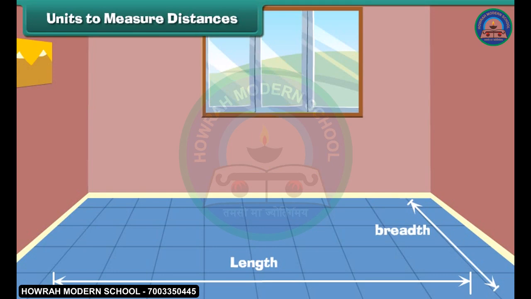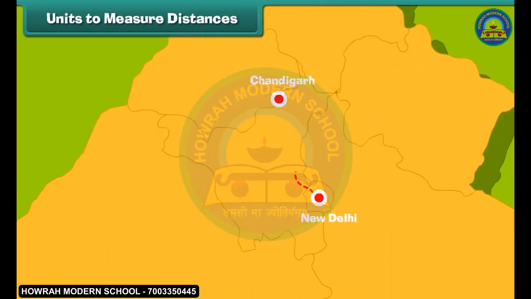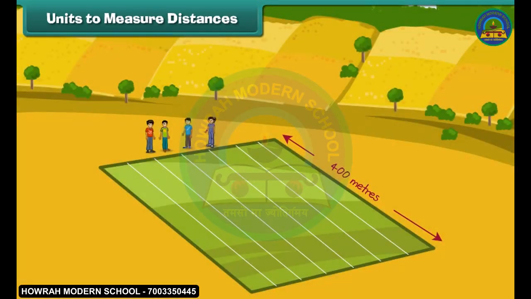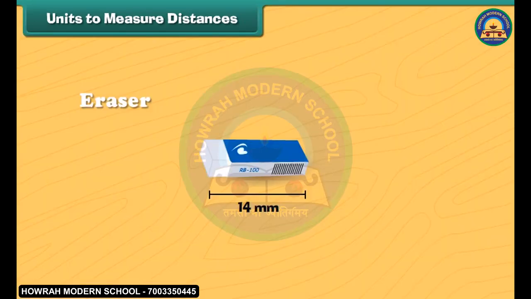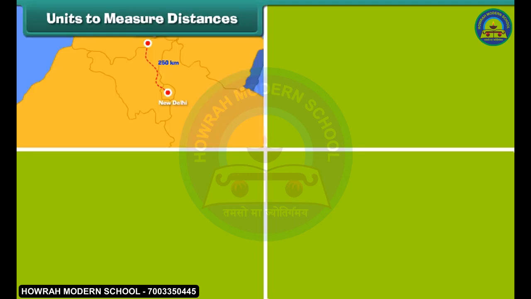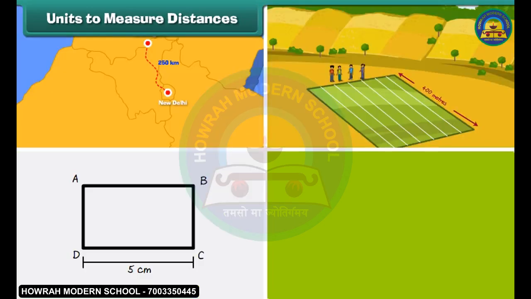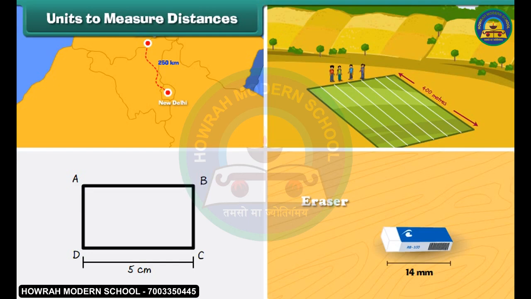Length, breadth, height are the words used to express some distance. The distance between New Delhi and Chandigarh is 250 kilometers. Many students participated in a 400 meters race. The length of rectangle ABCD is 5 centimeters. The length of the eraser is 14 millimeters. We find that kilometer, meter, centimeter, millimeter are the units used for measuring distances.